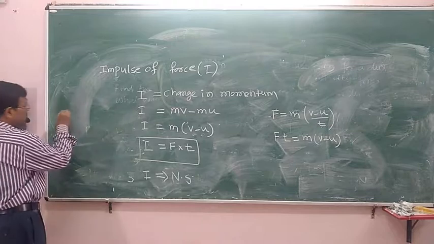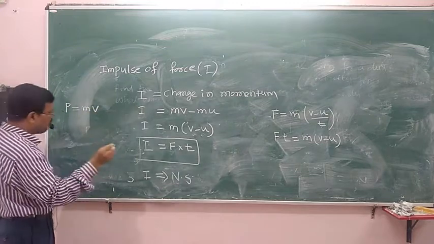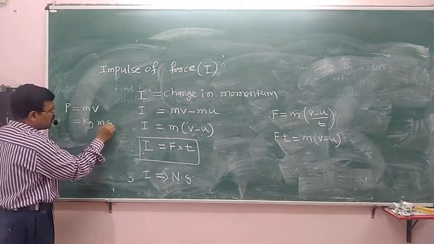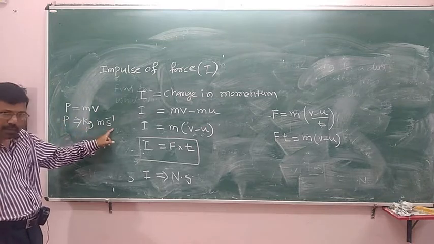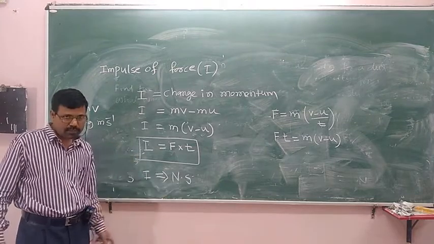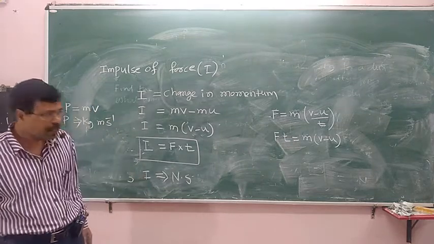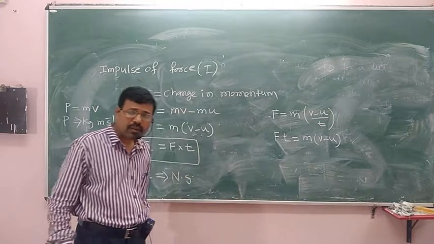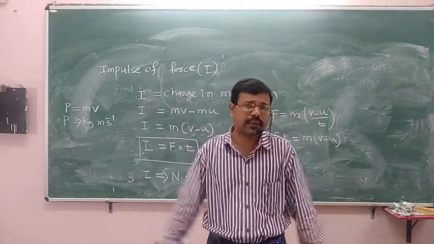As we know, what is the SI unit of momentum? Mass is measured in kg, velocity is measured in meter per second. So the SI unit of momentum is kg meter per second. Similarly, the SI unit of impulse of force is Newton second. And this impulse of force is also a vector quantity. Force is a vector quantity and time is a scalar quantity. Right. What is the use of this impulse of force in our day-to-day life?